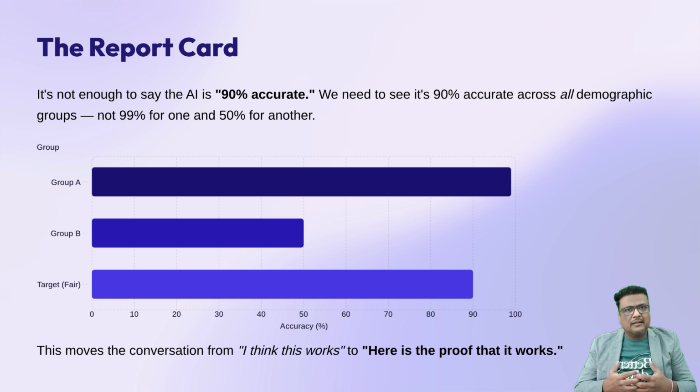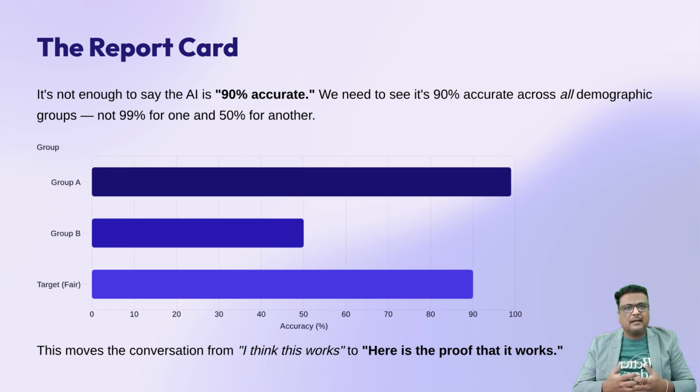It's not enough to say the AI is 90% accurate. We need to see that it's 90% accurate for men and 90% accurate for women. If it's 99% for one group and only 50% for another, that's a failing grade in ethics. We use these numbers to give stakeholders a clear, honest picture of how the AI performs in the real world. It moves the conversation from "I think this works" to "here is the proof that it works."